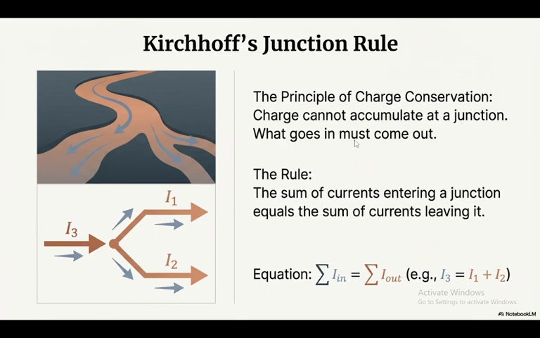What goes in must come out. The rule: the sum of the currents entering a junction equals the sum of currents leaving it. So the equation: summation I in equal to summation I out, that is I3 is equal to I1 plus I2.